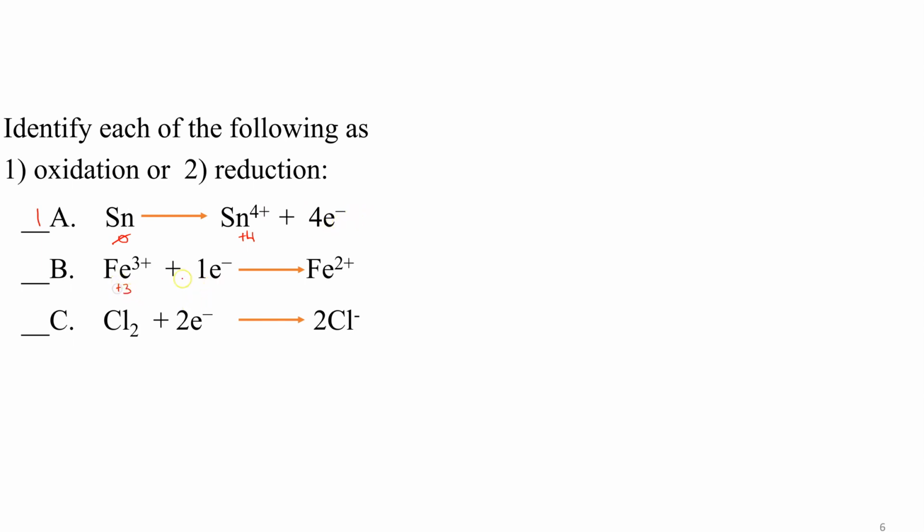Next one, same thing. You're going from positive 3 to positive 2. Notice that you're becoming more negative. That's reduction. Or you could look at it in terms of, well, I have electrons on the reactant side. Anytime I have electrons on the reactant side, that is also an indication of reduction. Finally, the third one, you're going from a 0 to a negative 1. You could look at it and say, oh, becoming more negative, that's reduction, easy. Or you could look at it in terms of electrons being on the reactant side. Either way works.